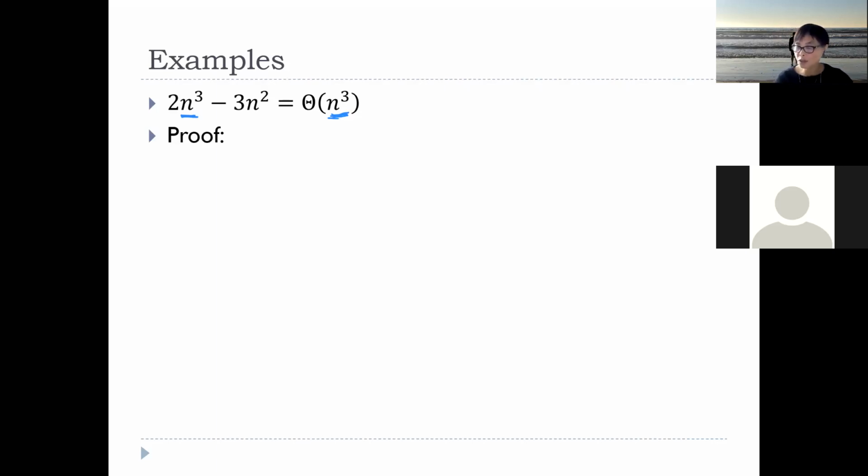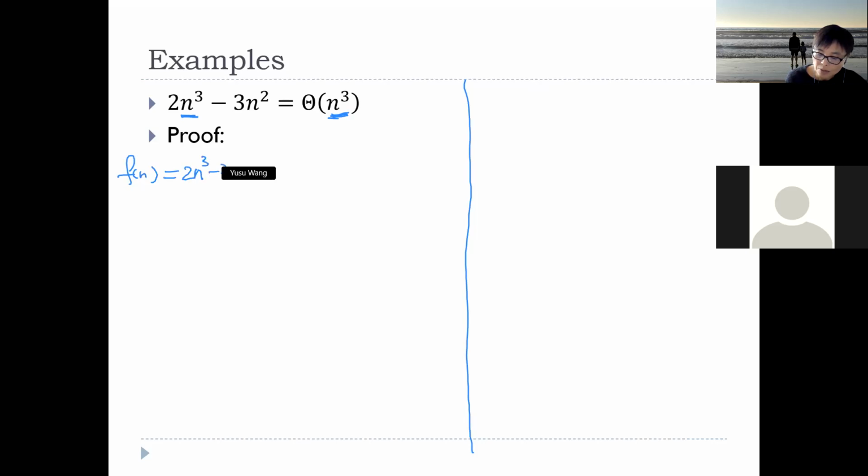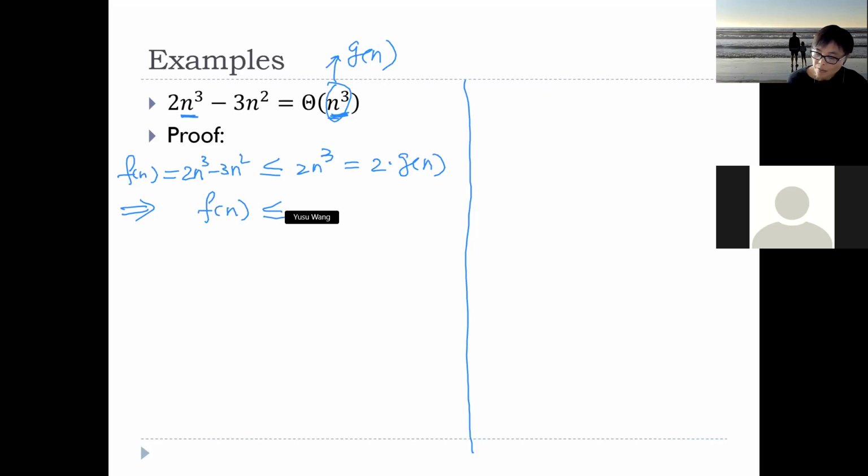There are two ways to prove this. Let me just put both of the solutions down. Both are valid in your homework. The first way is to use the original definition. You say that f of n equal to 2n cubed minus 3n squared is clearly smaller than 2n cubed, which is 2 times g of n. Because f of n is smaller than 2 times g of n, this implies that f of n is bounded from above by g of n.